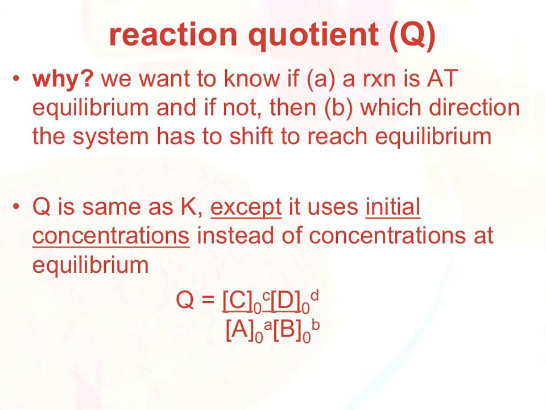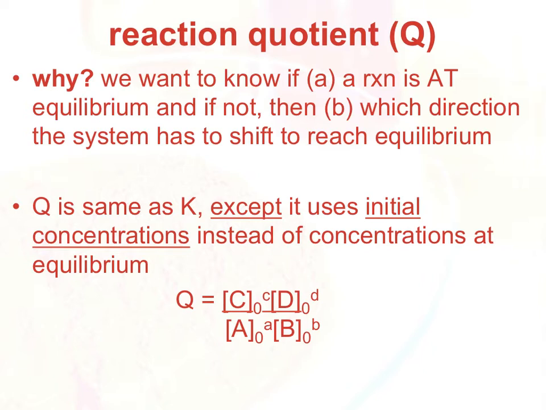So we understand that K can tell us the extent to which a reaction proceeds. Either we're going to have mostly products or mostly reactants based on the size of K. However, we can use something called the reaction quotient, which is Q, to tell us a few other things. The reaction quotient Q can help us determine if a reaction is at equilibrium or if it's not. It can also help us decide which direction the system needs to move in order to reach equilibrium.